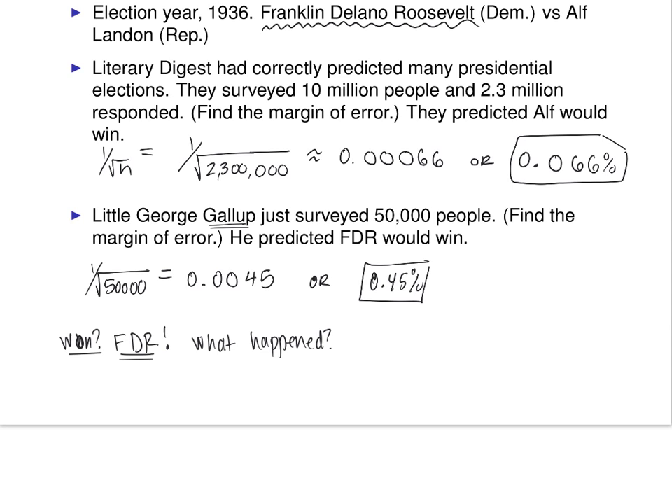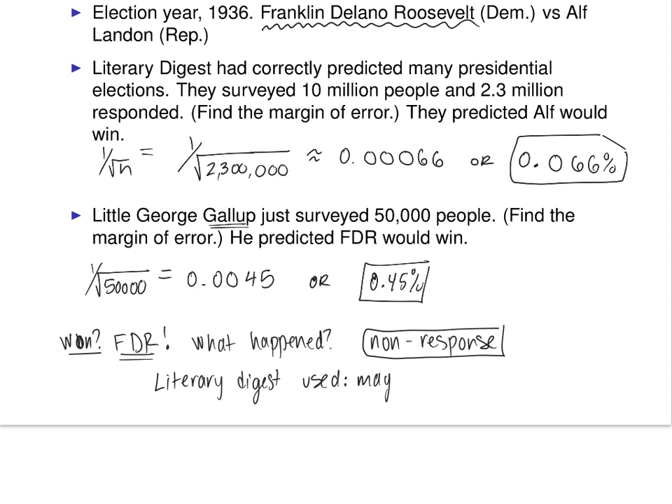They surveyed 10 million people and got 2.3 million responses. So non-response is one potential problem, but that wasn't the really big problem. The really big problem is that Literary Digest used the following to get their names. They used magazine subscriptions, people with money. They used car owners, people with money. And they used telephone directories.